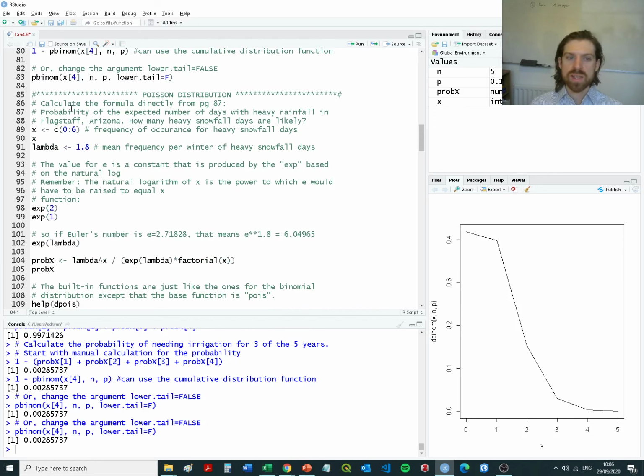In this case, we're using the example from the book, page 87. When you read through there, what we're trying to do is calculate the number of heavy snowfall days that may take place per year. So this is for Flagstaff, Arizona. Sorry, that should say snowfall just there.